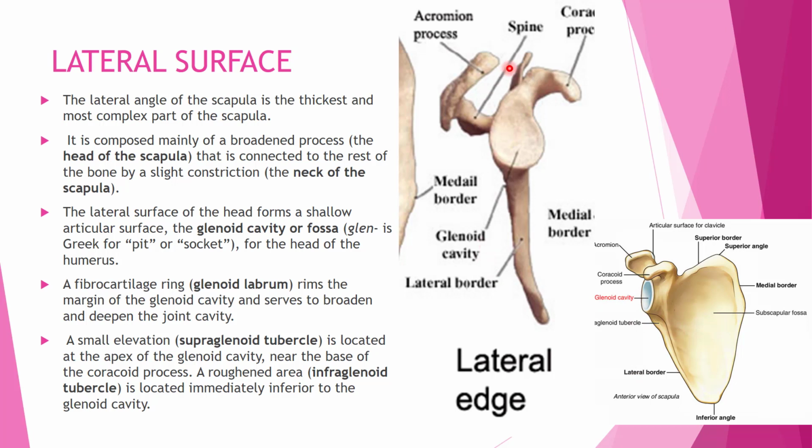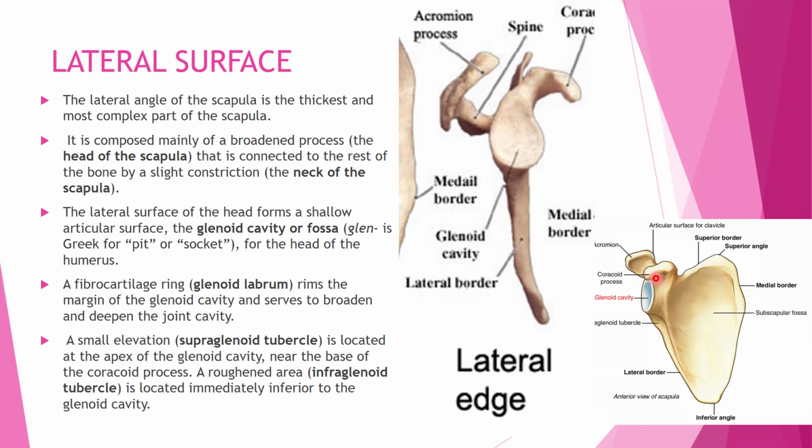You can see here in this diagram a small elevation which is called the supraglenoid tubercle, because it is present above the glenoid cavity. That's why it is named supraglenoid tubercle. It is located at the apex of the glenoid cavity, near the base of the coracoid process. See here, it is near the base of the coracoid process. This is the supraglenoid tubercle. And there is one roughened area which is named the infraglenoid tubercle, and it is located immediately inferior to the glenoid cavity. So this is the infraglenoid tubercle.